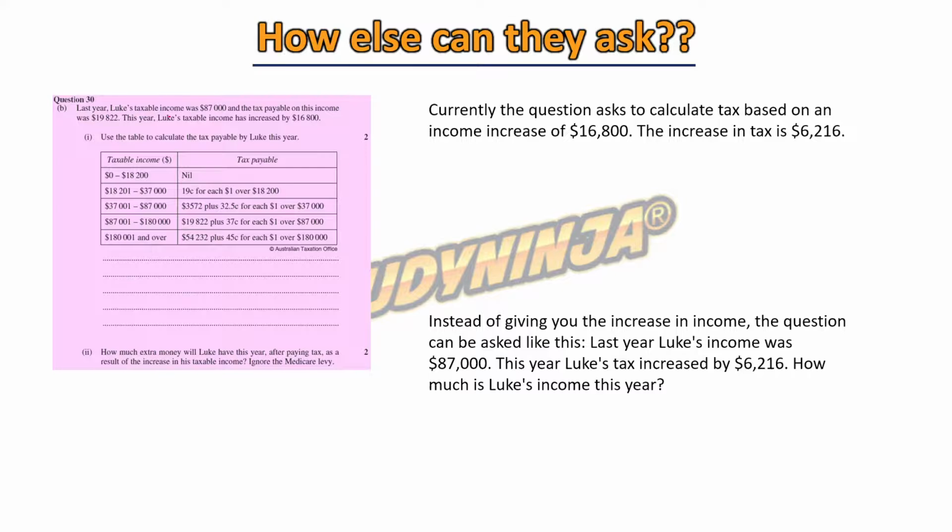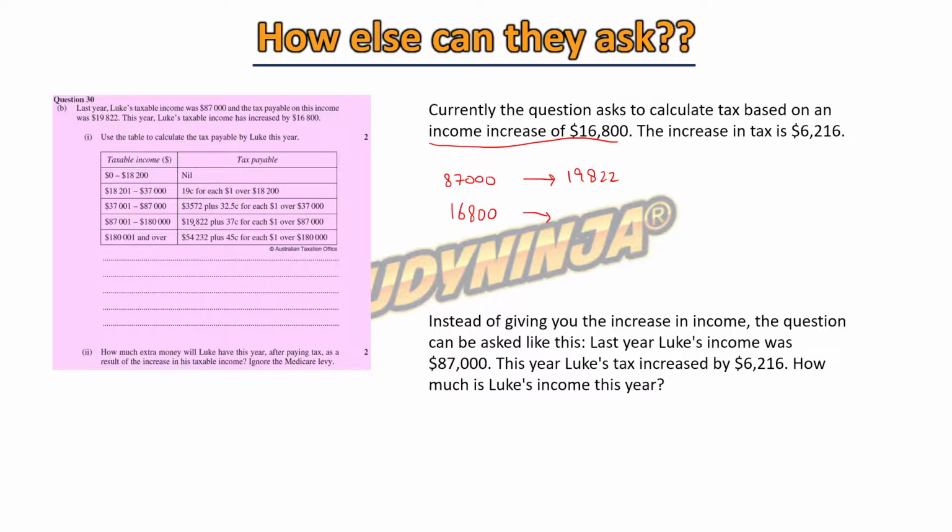You've got the taxable income. What you were given was that the question was asking you to calculate tax based on an income increase of 16,800, right? Last year the income was, let me just write it down, 87,000 and you are told the tax was 19,822. Now what you're told is that this income increased by 16,800, right? And then they're asking you, okay, what is the tax payable this year?